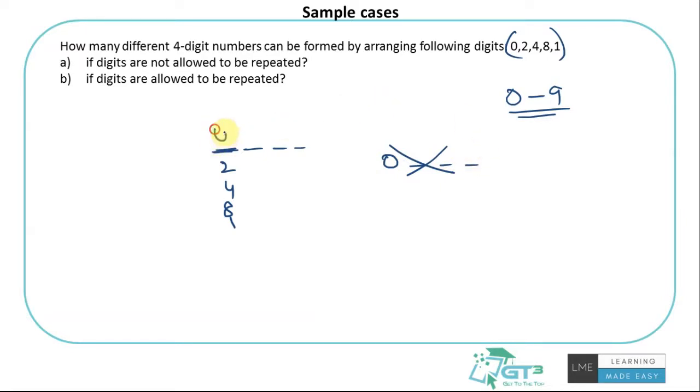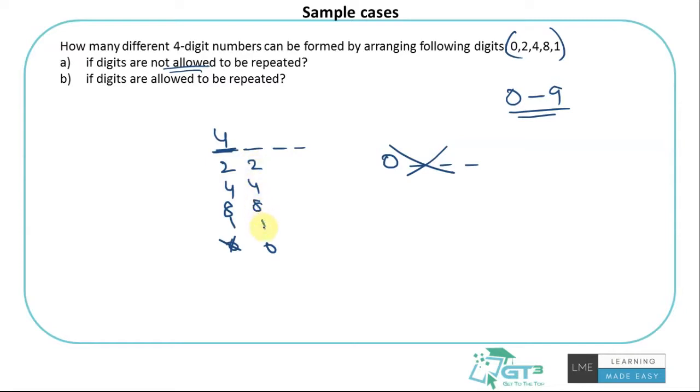That's why I have 4 options here. Digits are not allowed to be repeated, right? So I cannot use the digit I used already. So here I would have used one of these 4. So in the next blank, out of 2, 4, 8, 1, 0, I cannot use the digit from my first blank.